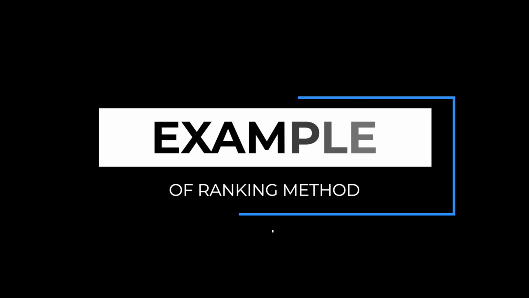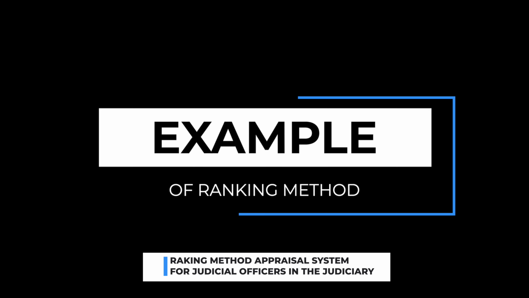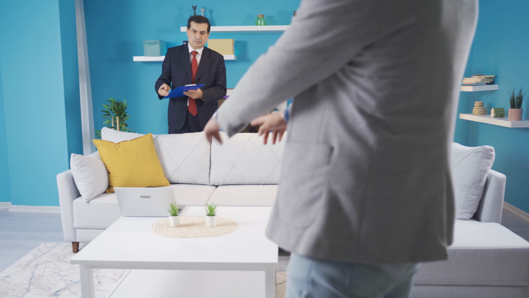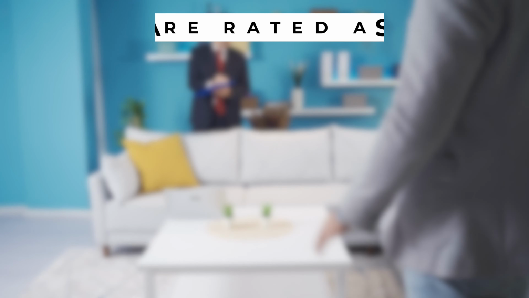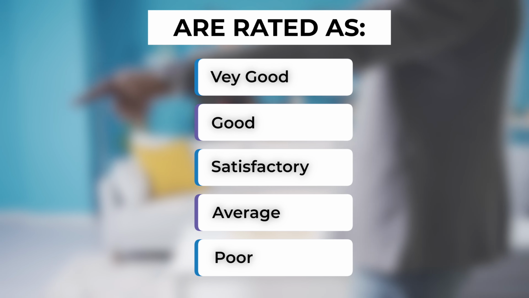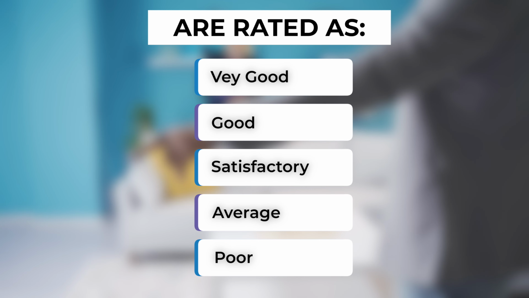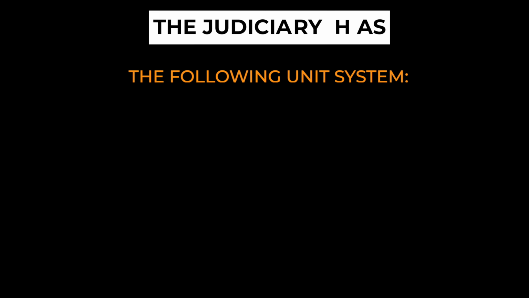Example of ranking method. Ranking method appraisal system for judicial officers in the judiciary. As per the existing system prevailing at present, the judicial officers are rated as very good, good, satisfactory, average, and poor on the basis of their performance for a particular period, and units, disposing of cases, are prescribed for that purpose. As an example, the judiciary has the following unit system.